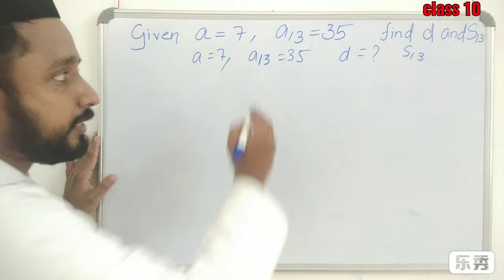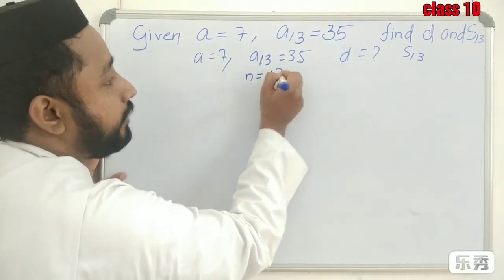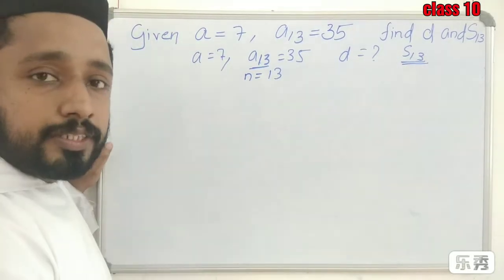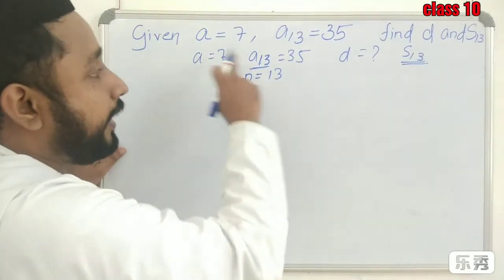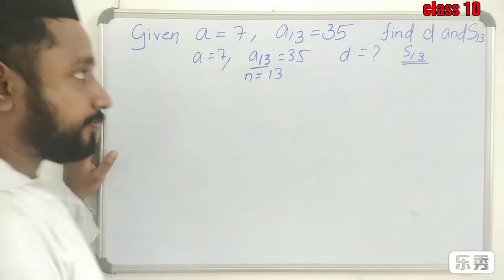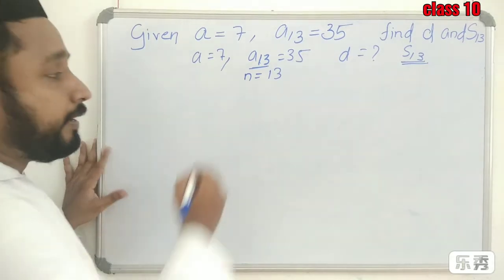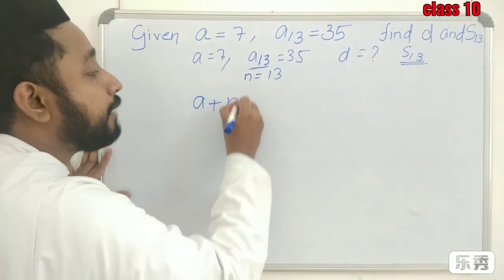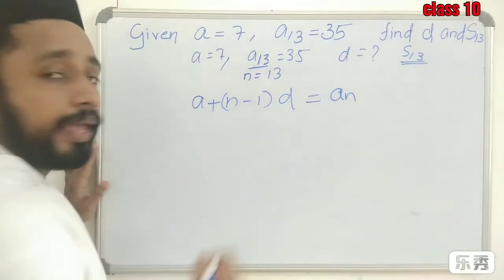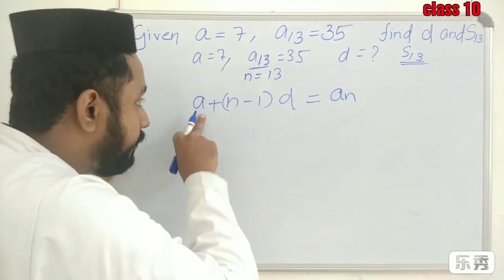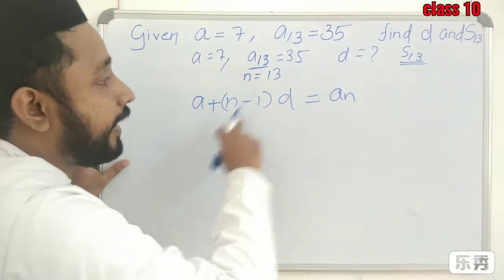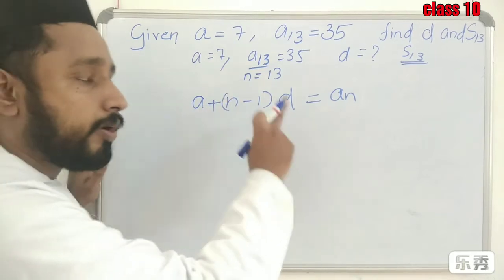a13 = 35 means we can take n = 13. Here we have to find S13. So a = 7, n = 13, a13 = 35. From this we can find d. We have the formula for the nth term of an AP: a + (n - 1)d = an. Here a, n and an are known, so from this we will get the value of d.